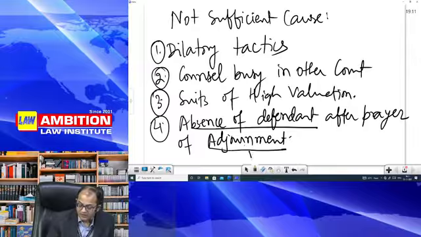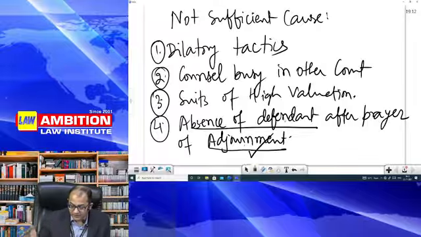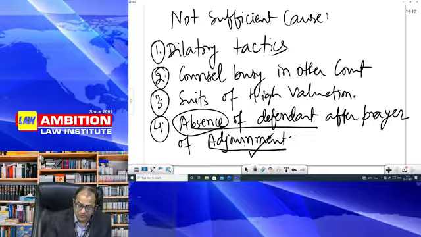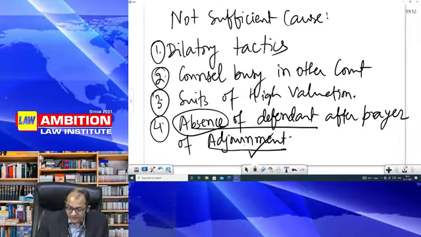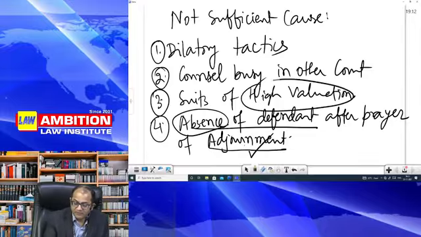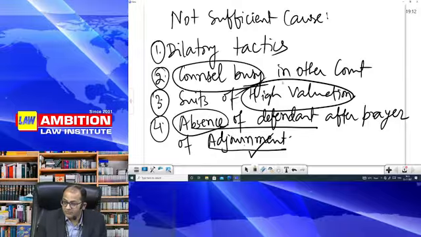We gave adjournment, so I allowed you to appear on another day. We postponed the case, and even then you do not come. So, is it a good reason to listen to you later on? The answer is no. It means you are not serious. If the suit is of high valuation, you are not appearing. Counsel is busy in another court, so who will come to this court? These are not valid reasons.